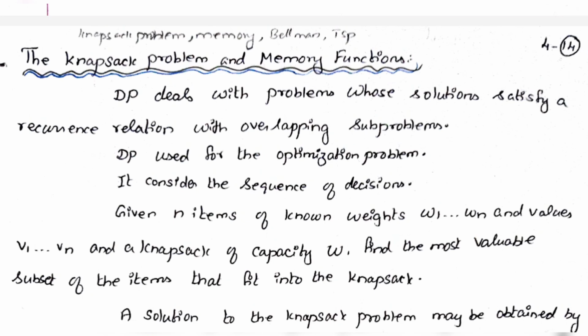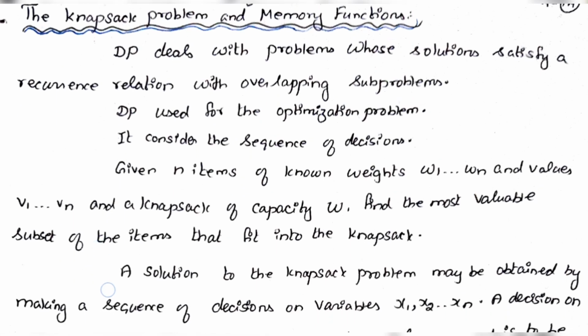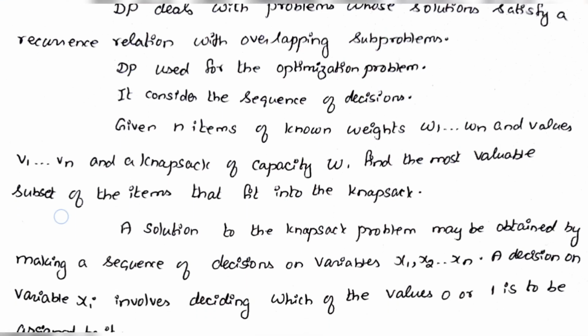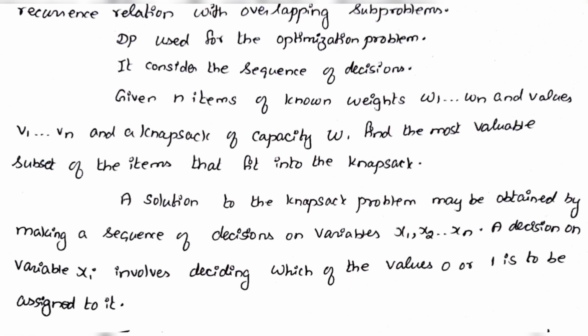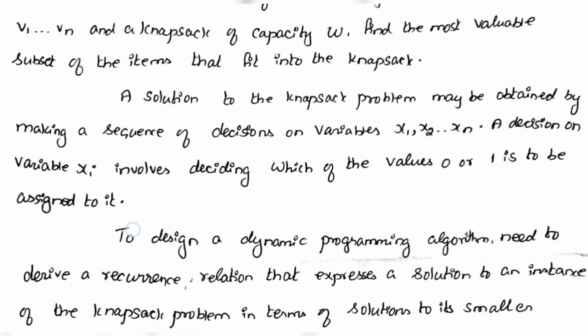The knapsack problem and the memory function. Dynamic programming deals with problems whose solution satisfies a recurrence relation with overlapping subproblems. DP is used for optimization problems. It consists of a sequence of decisions. Given n items of known weights w1 to wn and values v1 to vn, and a knapsack of capacity W, find the most valuable subset of the items that fit into the knapsack.